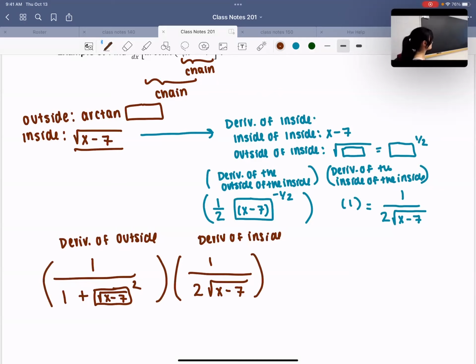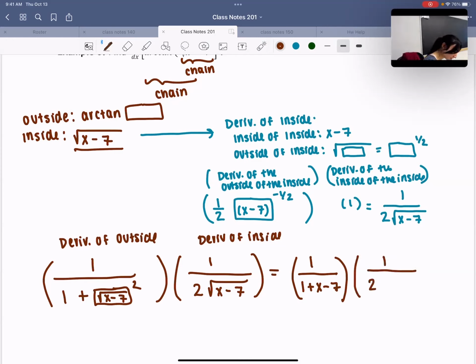Anything I can do to simplify this? Yeah, right here in the arctan part, we have a square root and a squared. Those two are inverse functions, which means they cancel each other out, which means I can rewrite this as 1 over 1 plus x minus 7. Just take away the square root because I'm squaring it. Let's keep the other part the same.